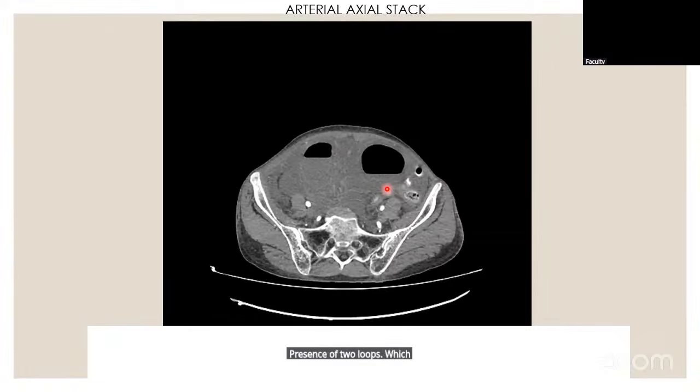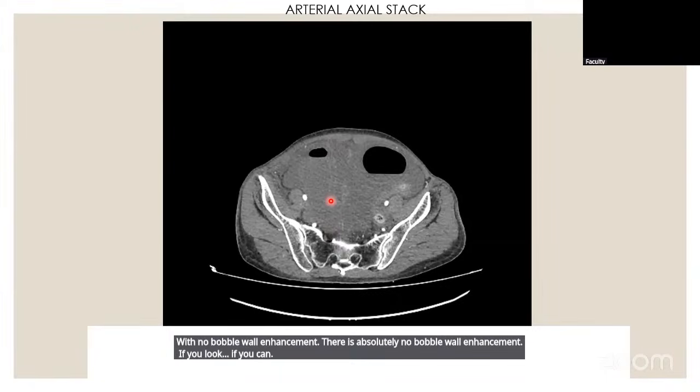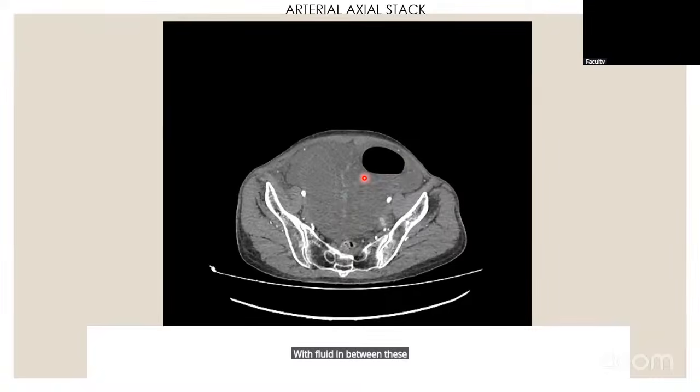As we move further, this dilated bowel loop has twisted and there is presence of two loops which we can trace right up till the pelvis with no bowel wall enhancement. There is absolutely no bowel wall enhancement. If you can discern carefully, there is a presence of a thin, paper thin wall with fluid in between these two dilated air fluid level structures.